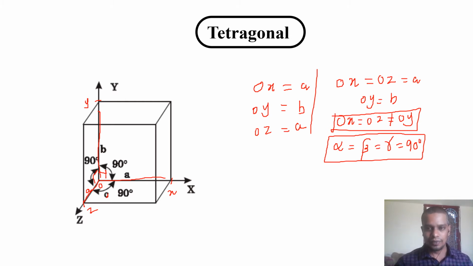What are the examples for the tetragonal system? The examples are white tin and indium. These are the two examples for the tetragonal crystal system.